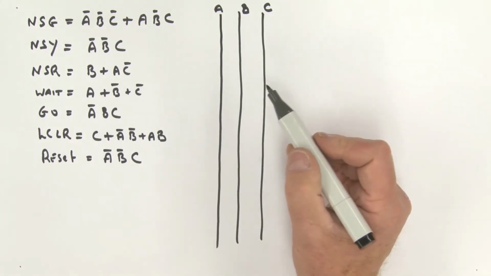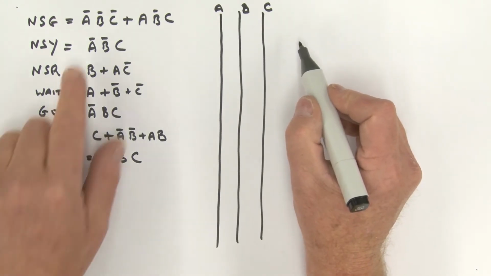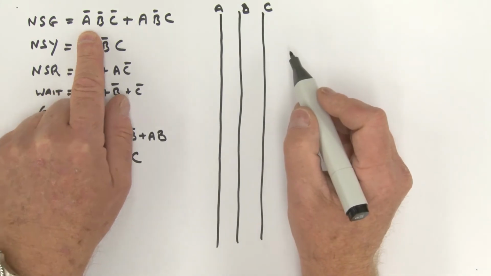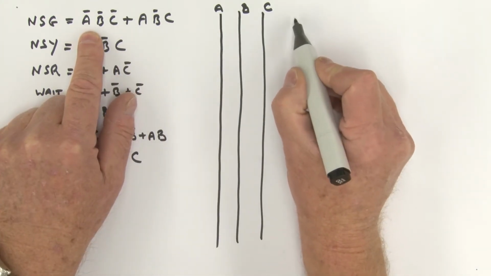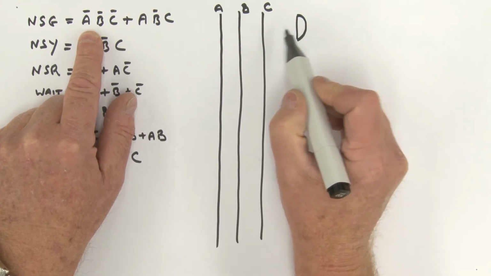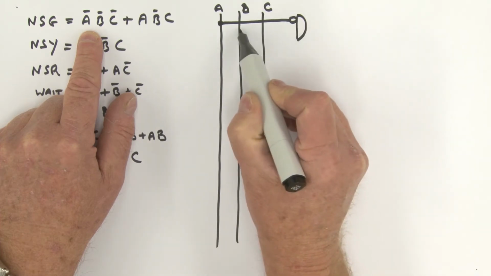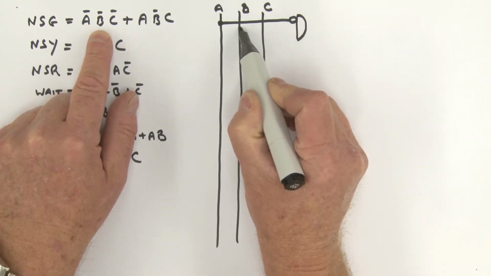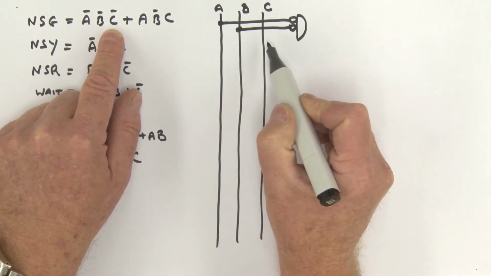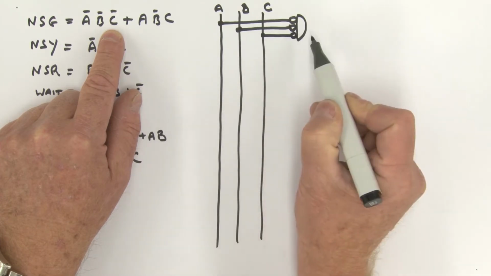Okay, now let's have a look at how we can implement this. Let's take our first term, which is the north-south green term. Two product terms, two AND gates. Here's the first AND gate, and feeding into it we have A bar, so we'll grab A and bubble it. We have B bar coming in, and then what else? We have C bar, so grabbing here and coming in.